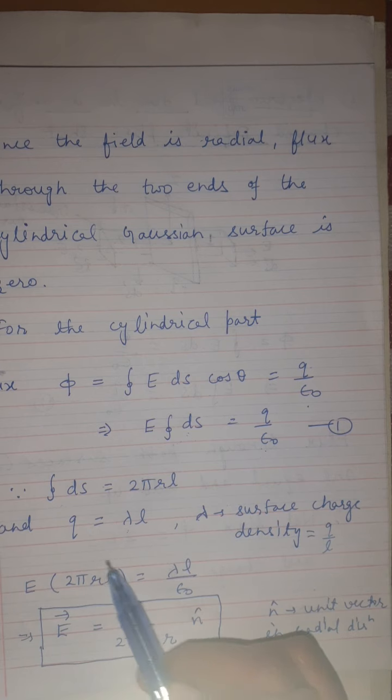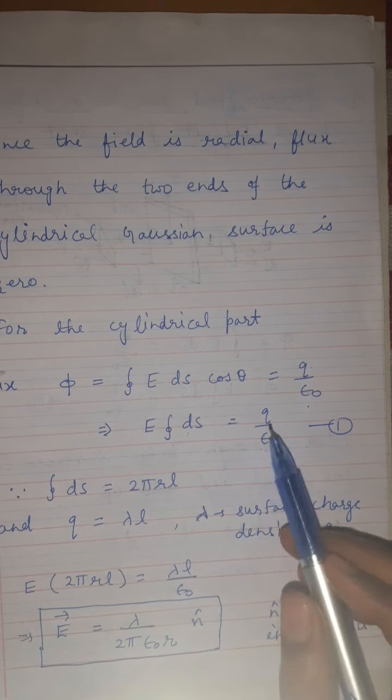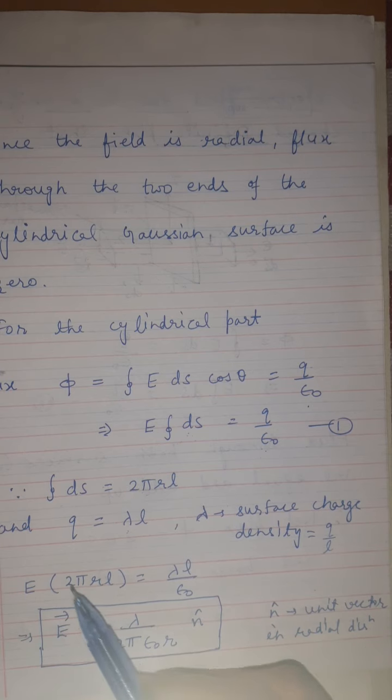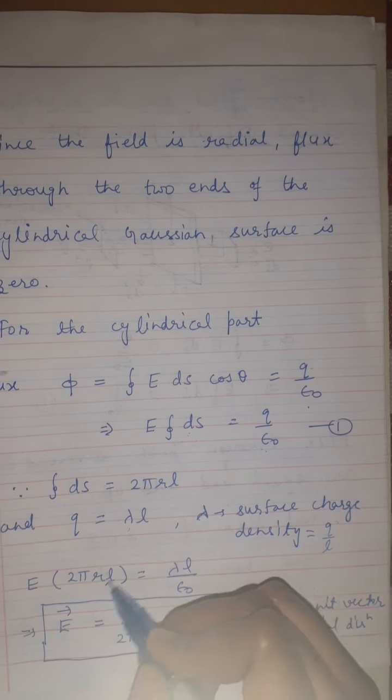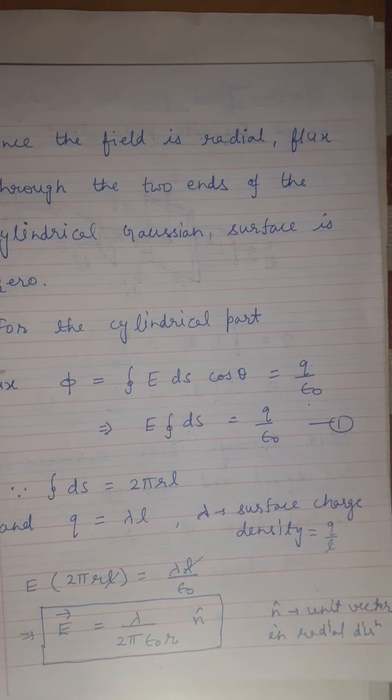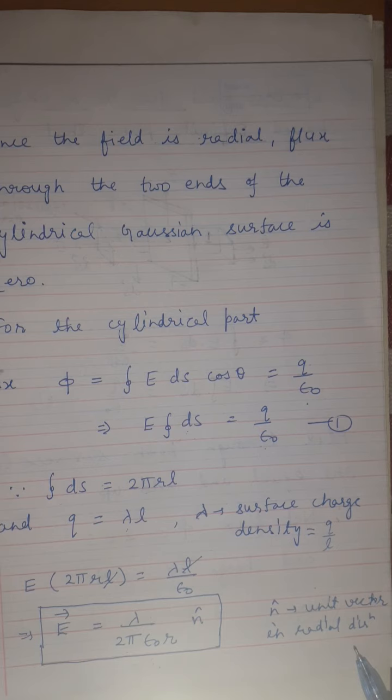E times the area 2 pi RL is equal to the charge lambda L, divided by epsilon naught. On solving it, L will be cancelled out, and we get E equals lambda upon 2 pi epsilon naught R. If we write its vector form, then E vector will be equal to lambda upon 2 pi epsilon naught R n unit vector, where n is the unit vector along the radial direction.